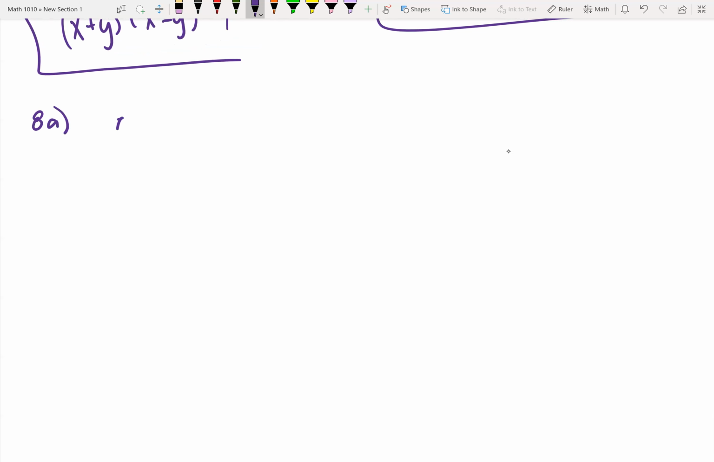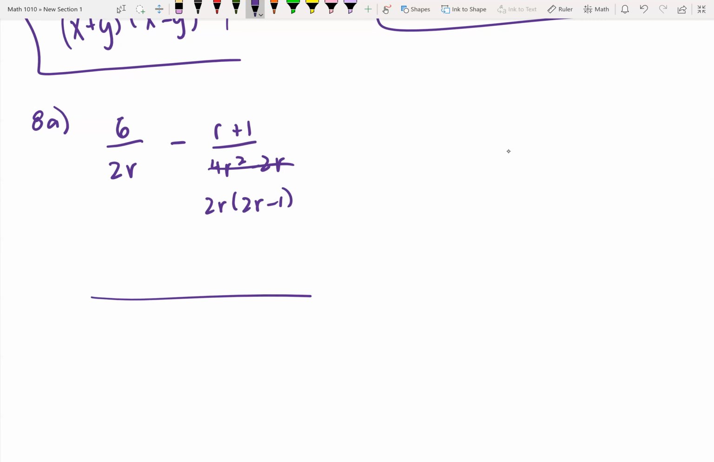Okay. Question 8a. Okay, so I need to add these, which means I need to get a common denominator. The first guy's factored. Factor the second guy, and I'm left with 2r minus 1. So my common denominator is 2r times 2r minus 1. Now I look at this guy. He's got the 2r. He's missing the 2r minus 1. So I multiply the bottom by 2r minus 1 to get it to that. Therefore, I must multiply the top by 2r minus 1, and I get 12r minus 6.